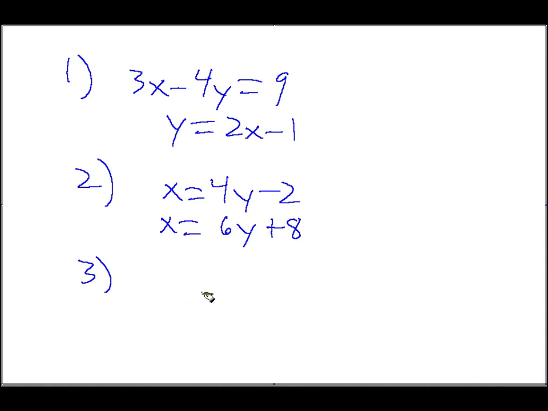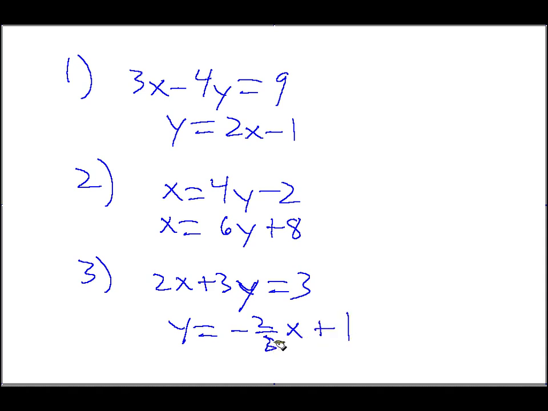Right? Let's do one last one here. Let's look at 2x plus 3y is equal to 3, all right, and y is equal to negative 2/3 x plus 1. Okay, so again, y equal to negative 2/3 x plus 1. All right, and this is 2x plus 3y equal to 3. So solve these three linear systems using what? The substitution method, and post your answers in the discussion area in Blackboard.